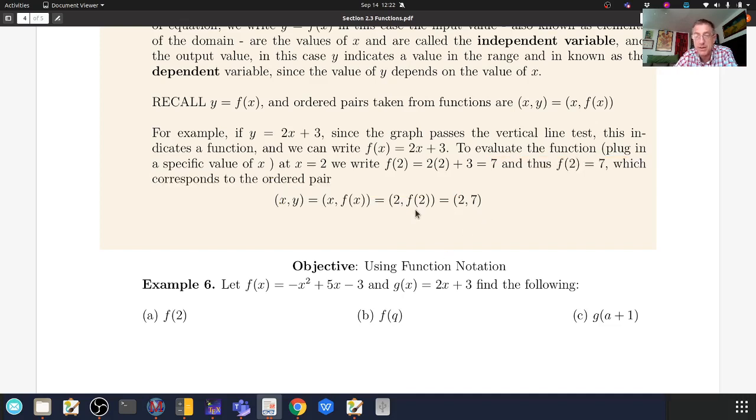You won't be tested on it, but it's really conceptually important that a point (x, y) that's on the graph of a function is the same as (x, f of x), because y is equal to f of x. And this particular point, where x is equal to 2, corresponds to the point on the graph (2, f of 2), which means the function f evaluated at x equals 2, which we calculated right here to be 7.